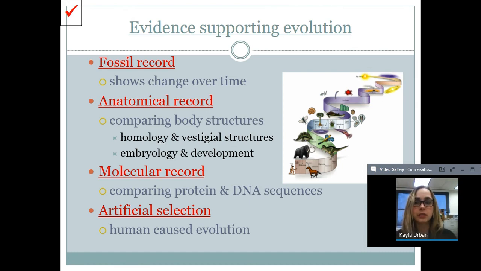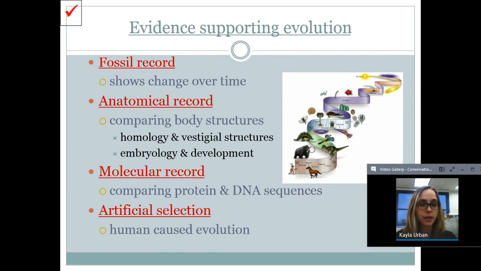Some of them include the fossil record, which shows change over time, and the anatomical record. So when we say anatomical, we're talking about our body anatomy, or the anatomy of other organisms, and we compare body structures. We're going to talk about homology and vestigial structures, embryology and development.